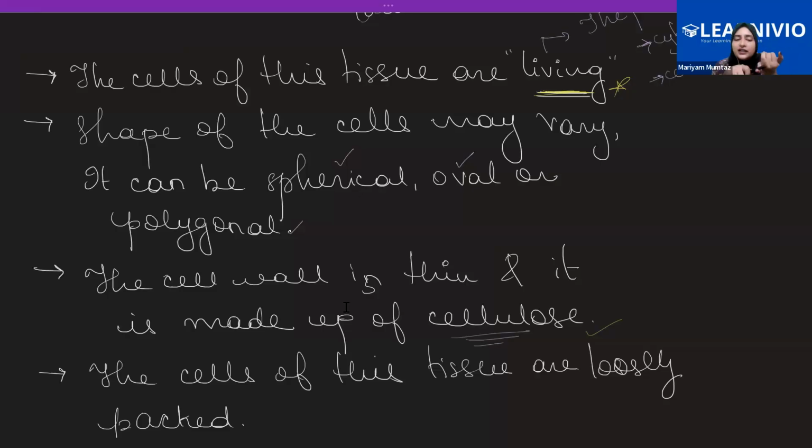The shape of the parenchyma can vary. It can be spherical, it can be oval, or even polygonal. So there are a variety of shapes that the parenchyma could be present in. Now remember, the cell wall of the parenchyma is thin. Okay, it's not very thick, it's very thin, and it is made up of a component called cellulose, because you people know that the cell wall in plants is made up of cellulose.